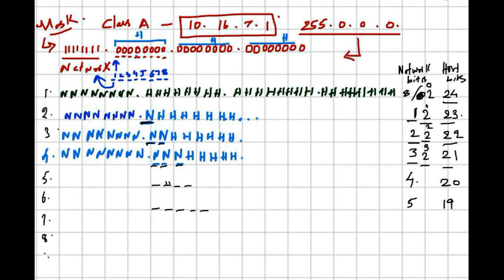So this borrowing of host portion bits into the network portion is called CIDR format, which means classless inter-domain routing. It is classless addressing. This is called classless addressing.